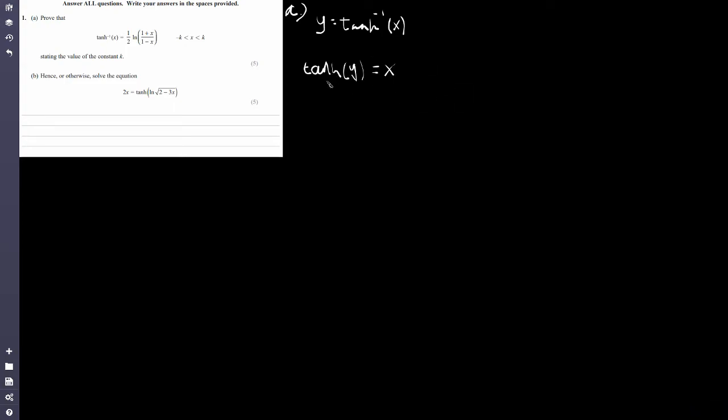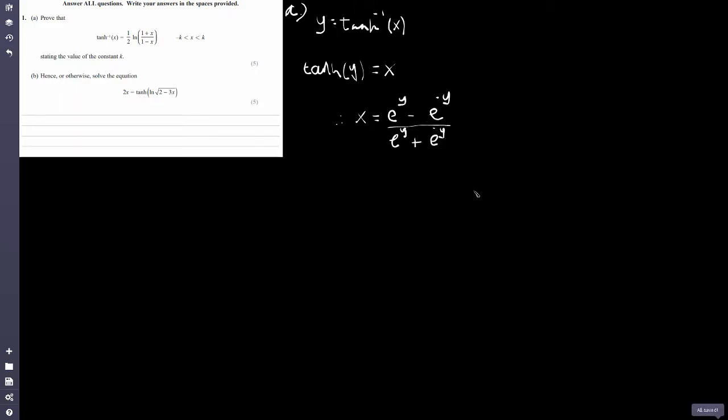Now we've got hyperbolic tan of y, so we can use the identities that we know for hyperbolic functions. This is the same as hyperbolic sine over hyperbolic cos. Plugging in the exponential definitions, x is equal to, in terms of y, e to the y minus e to the minus y, divided by e to the y plus e to the minus y. Just be careful you get them the right way around.